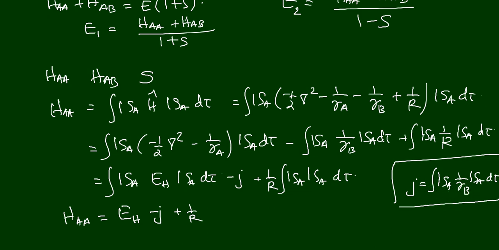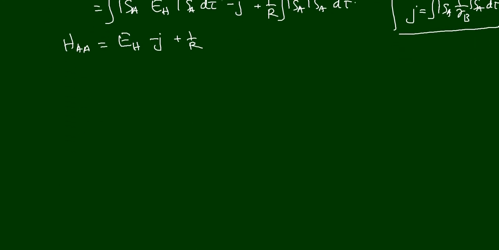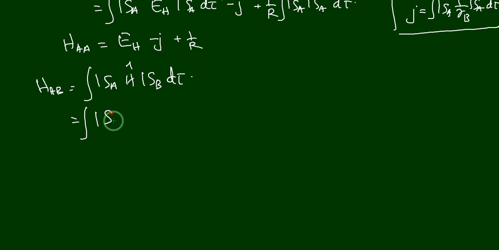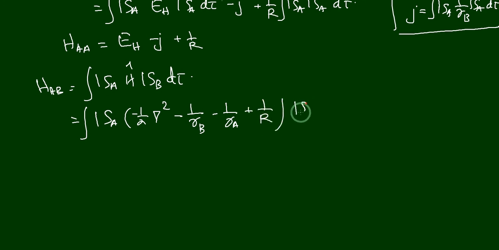Okay, now we can go for HAB, that is equal to integral 1sA H cap 1sB dτ. This is HAB. So we can write it like integral 1sA H cap, and what is H cap? Minus half del square minus 1 by RB minus 1 by RA plus 1 by R. I put RB first and then RA after that; I have some intention for that, and you might have already understood why it is like that. Then 1sB dτ.